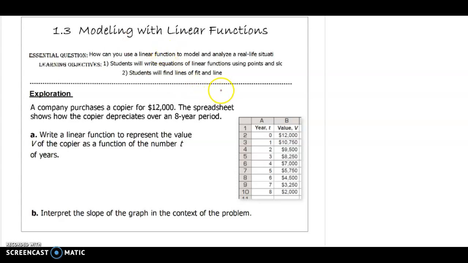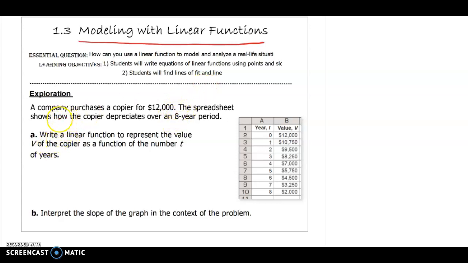All right, guys, so this is the video that goes with section 1.3, and as you can see, we're going to be modeling with linear functions. Hopefully this is review for most of you, as most of you seem to be pretty good with linear functions, so you've definitely done this before, but let's just hope you remember some of it, or if not, hopefully this is just a refresher and not a relearn.